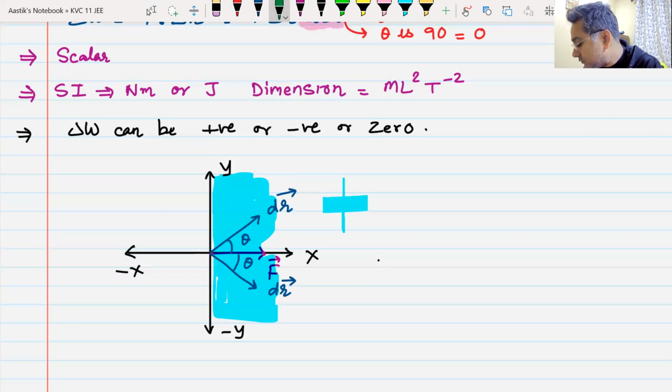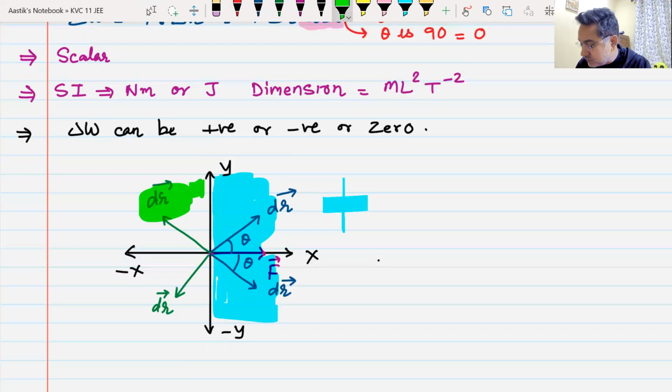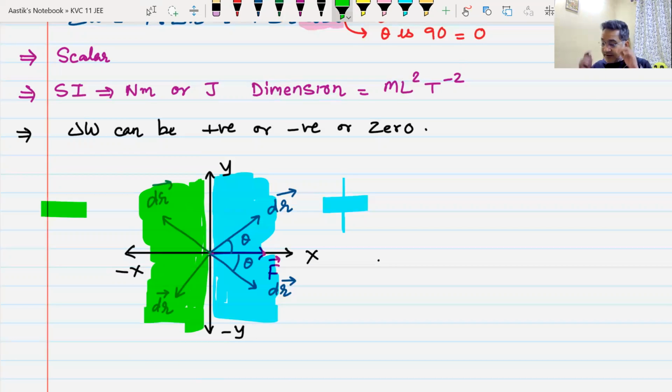Whereas if my displacement is like this, or my displacement is like this, my force is here, remember. If my displacement lies in the second and the third quadrant, this green zone, the angle is obtuse, and my work done by this force will be called negative. Positive in the blue zone, negative in the green zone.